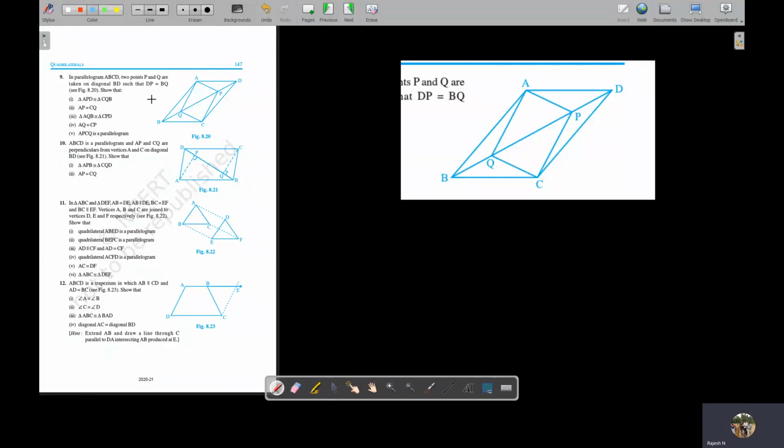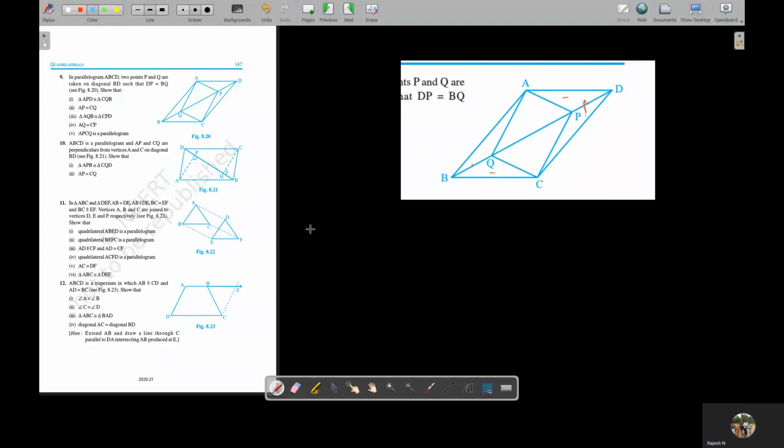In parallelogram ABCD, two points P and Q are taken on a diagonal BD such that DP is equal to BQ. Prove that triangle APD is congruent to triangle CQB. You see triangle APD, this is triangle APB, this is triangle CQB. So this is a parallelogram. So already given what is it?